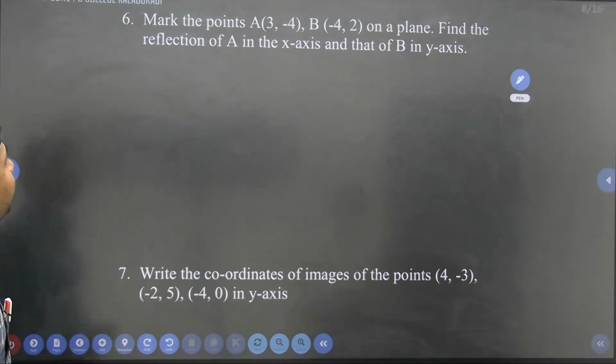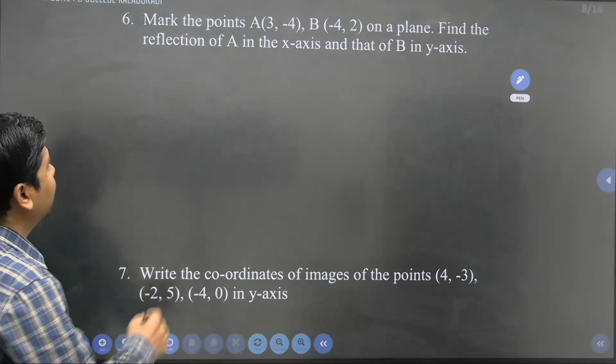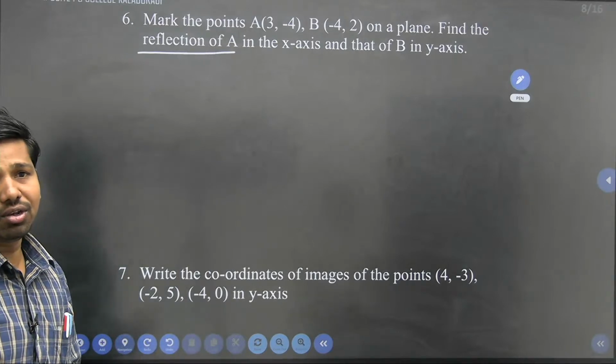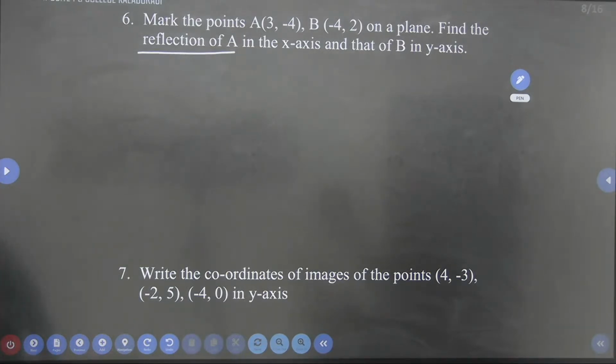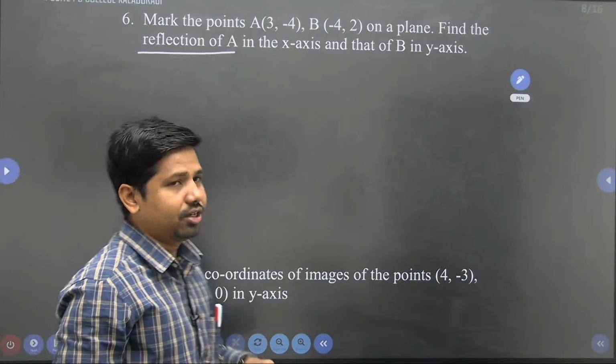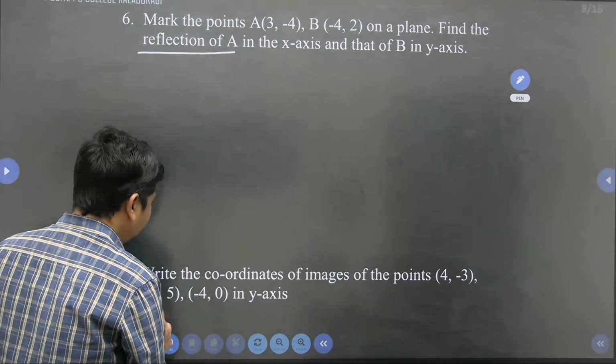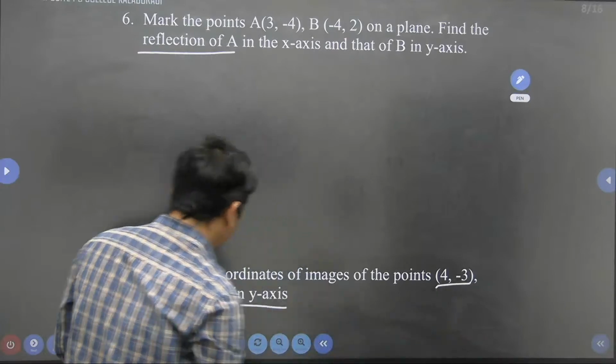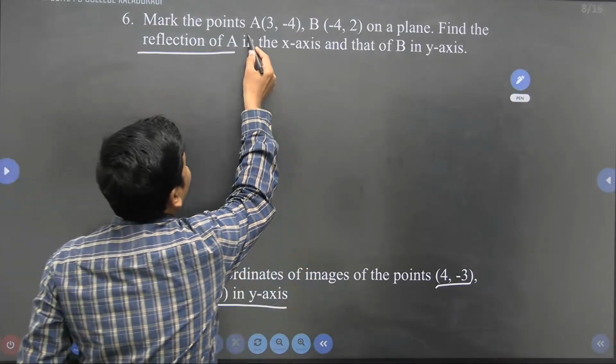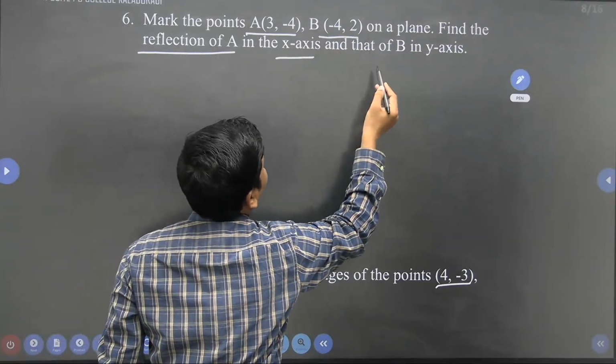Next, same thing: mark the points A and B on the plane and find the reflection, or image. Okay, just try to solve this example, the sixth and seventh one, right? In the seventh also, write the images of these points in the y-axis, and the images of point A (3, -4) in the x-axis, and B (-4, 2) in the y-axis.